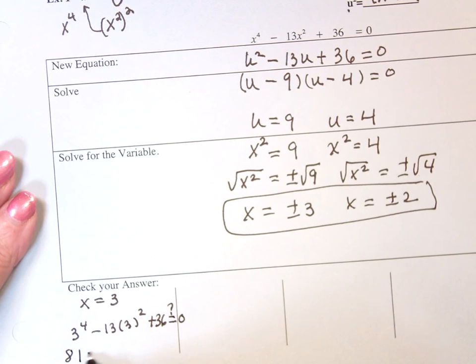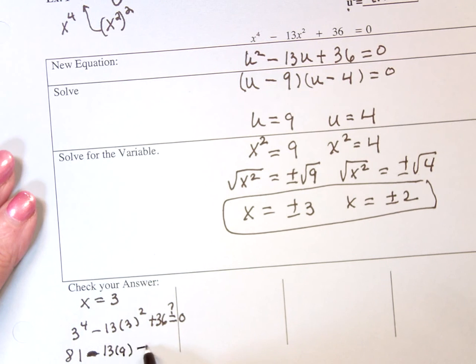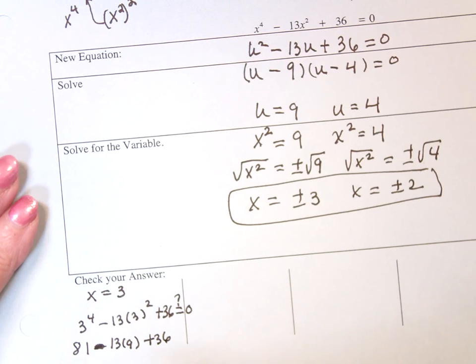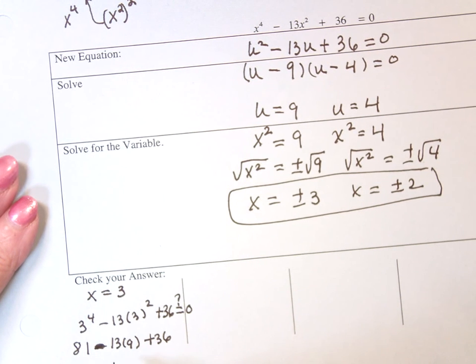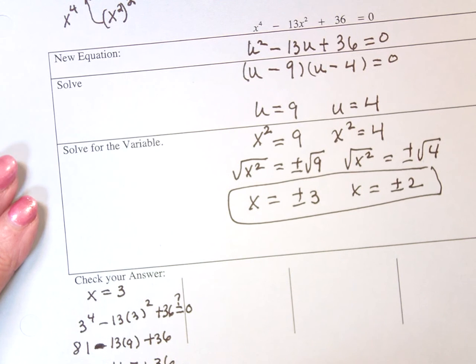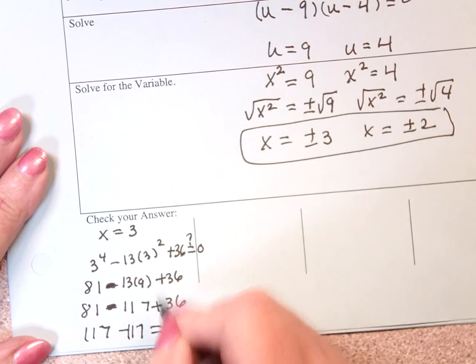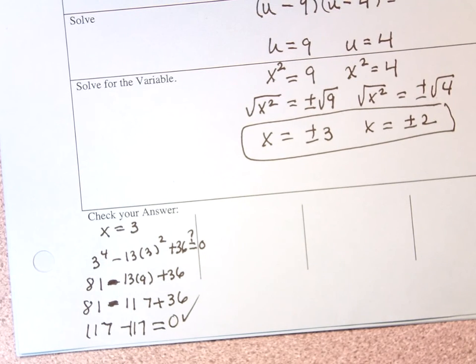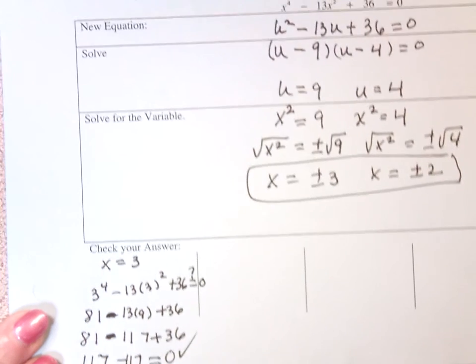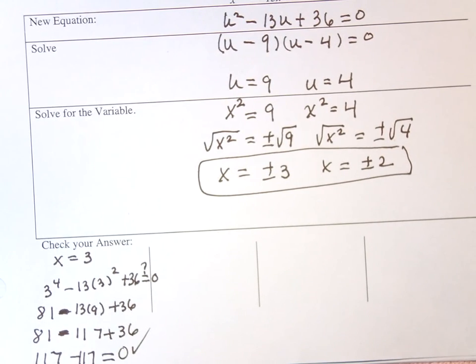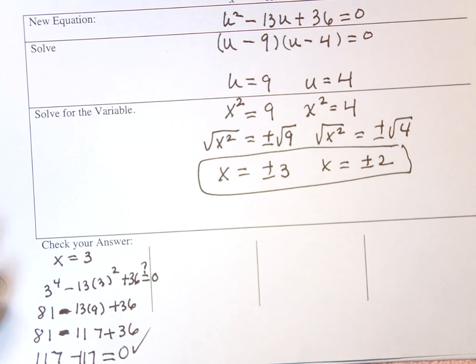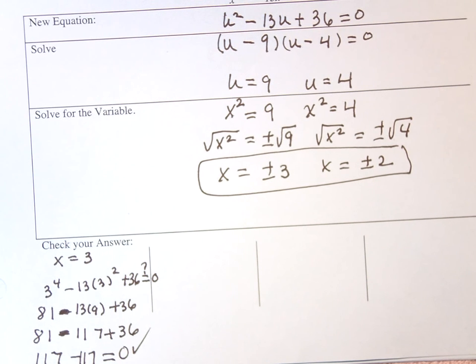3 to the 4th is 81, that much I know. Then I'm going to be doing minus 13 times 9, which is minus 117, plus 36. And 81 plus 36 is 117, minus 117. 117 minus 117 is 0, and it checks. So you go back to the original problem to check it. Now again, if it was dependent upon whether or not the bridge was going to collapse, or the house would fall down, or if I made a mistake that I would lose lots of points on something, I certainly would check my answers. Other than that, I don't care.